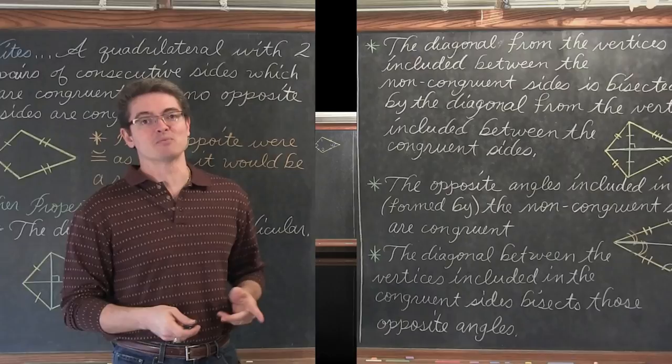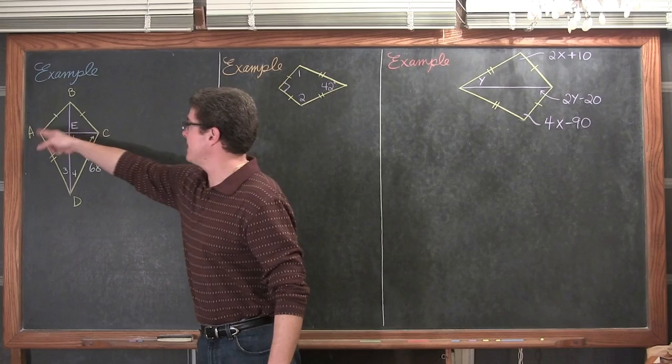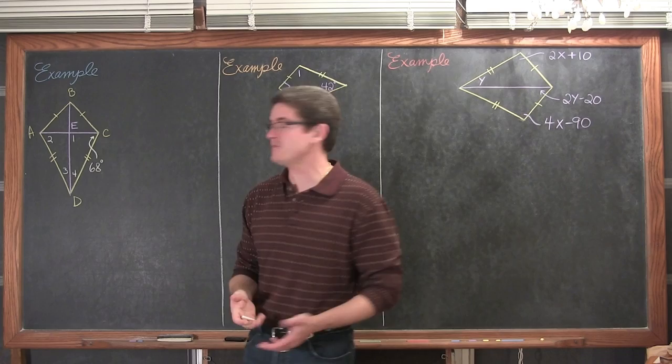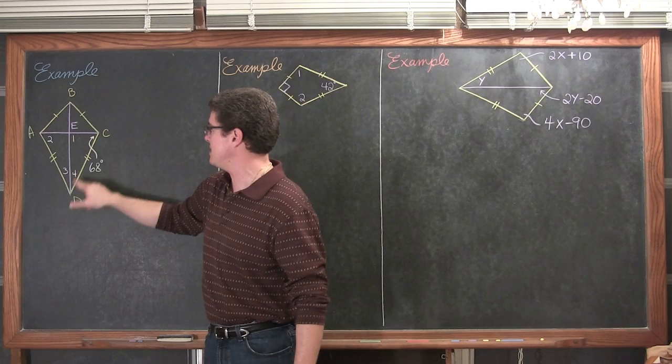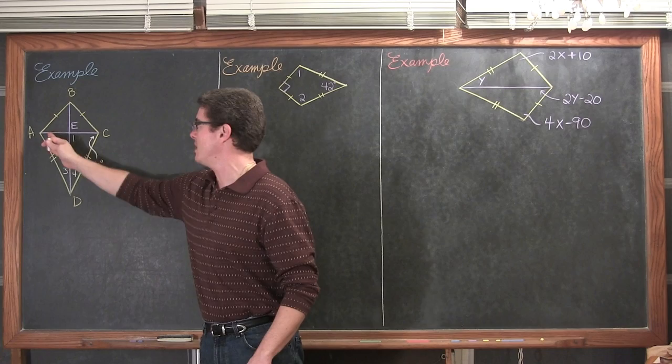We're going to do three examples, remember? Here are three examples. We've got a kite over here, kite ABCD. We have a couple diagonals, and we want to find the measure of all the angles I've marked with these values of 1, 2, 3, and 4. The only information I'm giving us here is, of course, this is a kite, with two pairs of consecutive congruent sides, and this angle right here, angle ECD, is 68 degrees, and we're going to use that to find the measurements of angles 1, 2, 3, and 4.